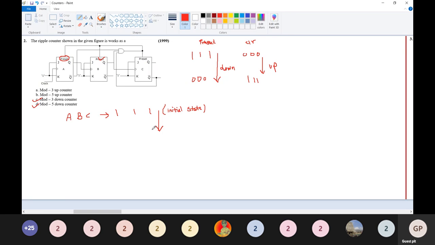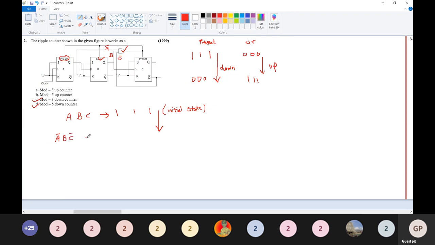So when the preset becomes one at the AND gate, the AND gate is connected with the inputs of the flip-flops. We'll check what the inputs of the AND gate are. Here you see this is your AND gate. This is connected to C dash, the complement of C, and this is connected to B, and this is connected to A dash. So your AND gate is connected with the inputs A dash, B, and C dash.